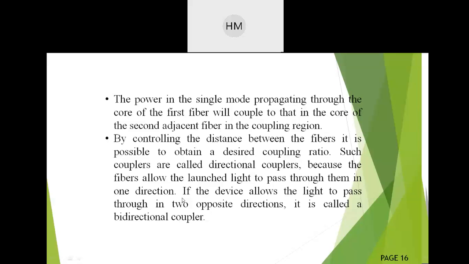So in very easy language, these notes are prepared and you can understand all the concept. If the device allows the light to pass through in two opposite directions, it is called a bidirectional coupler. एक तो डायरेक्शनल कपलर होता है, दूसरा होता है बाय डायरेक्शनल कपलर. Okay, so if I want to obtain a desired coupling ratio, it is known as a directional coupler, which allows the launched light to pass through in one direction only. And if the device allows the light to pass in both directions, from input to output and output to input, it is known as a bidirectional coupler.